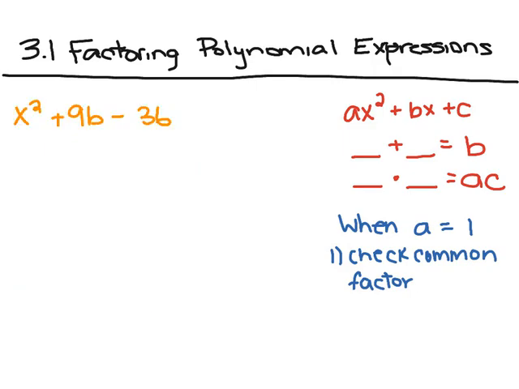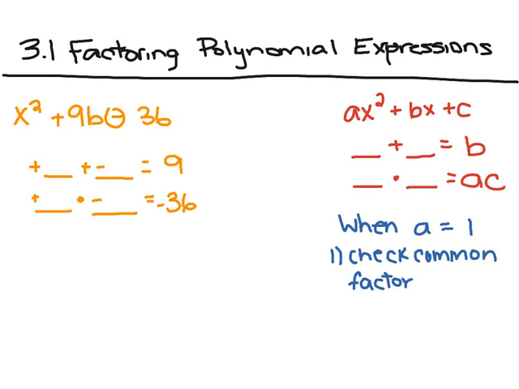X squared plus 9x minus 36. Because this is a negative, one's going to be positive, and one's going to be negative. And it's going to equal 9. Because 9 is positive, our bigger number is going to be positive. So we have a positive and a negative.